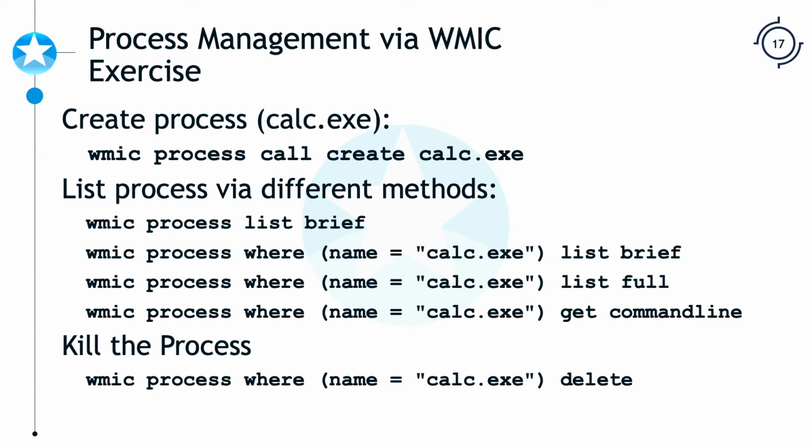To create a process, I can use WMIC process call create. In this case, we're going to use calc.exe. I can list processes with WMIC process list brief. I can then filter, for example, let's say I want to filter for calc. I can add this where clause where the name equals calc. And I've got different options here. I can list brief, I can list full, or I can get the entire command line. So different view options. If I want to kill the process with WMIC, I can use delete.